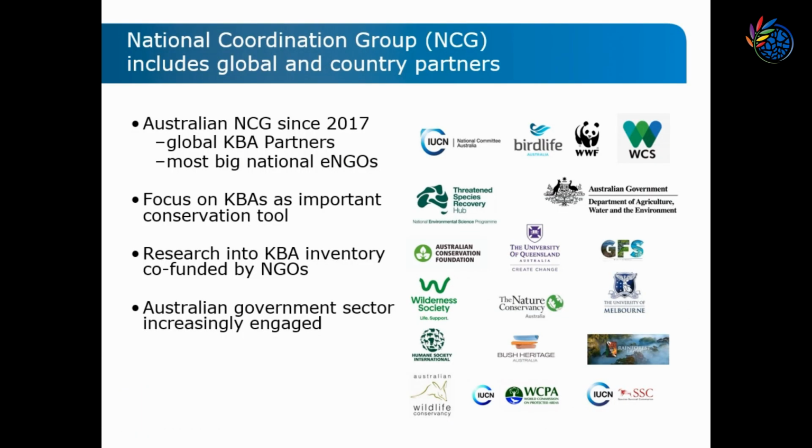Australia's National Coordination Group is one of the longest running in the partnership since 2017, and it includes all the global KBA partners active in the country, but also most of our big national environmental NGOs. There's a focus on KBAs as an important conservation tool, not just lines on the map. Nonetheless, we funded the research into the KBA inventory and have been able to use that to increasingly engage the Australian government sector.